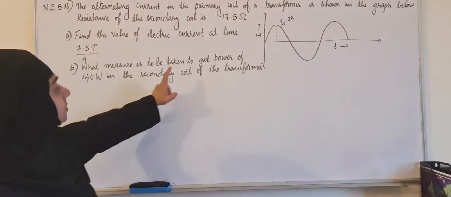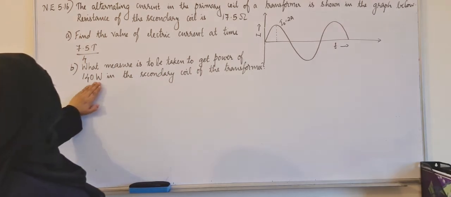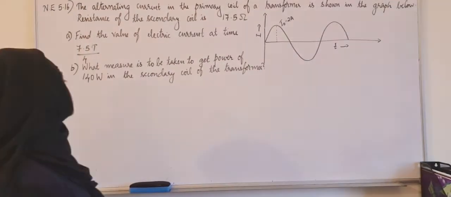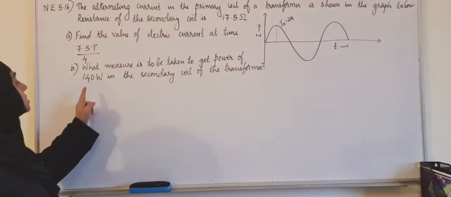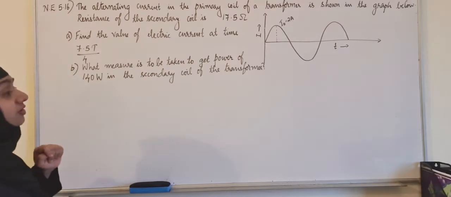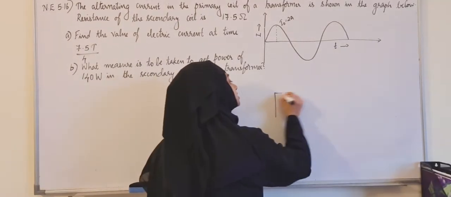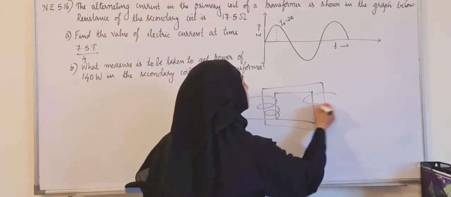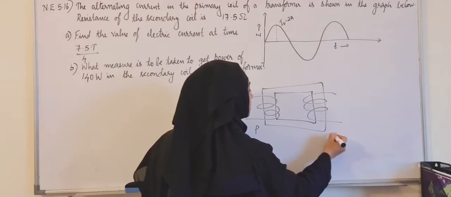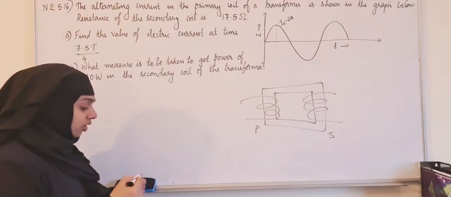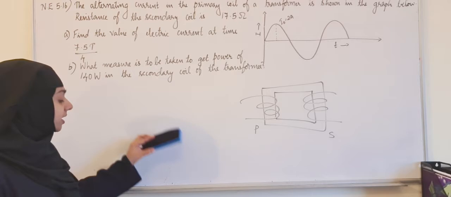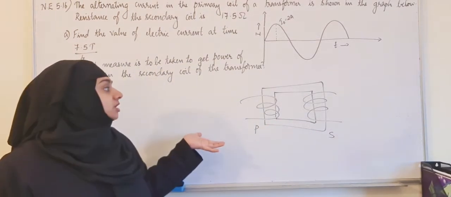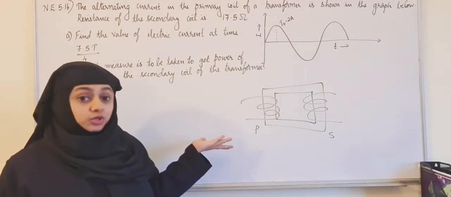What measure is to be taken to get power of 140 watts in the secondary coil of the transformer? So the power which is required in the secondary is 140 watts. We know that for a transformer there is a primary coil and a secondary coil. Here we assume that all the power which is given in the primary will go to the secondary, because it is not mentioned here about any power loss.